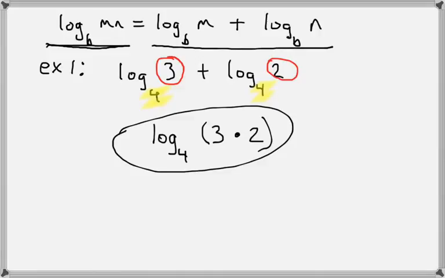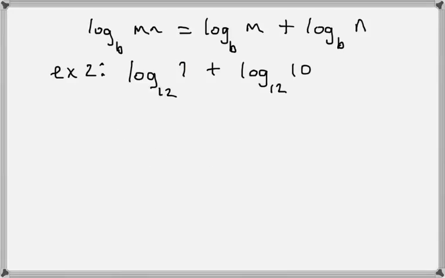Let's look at another example. Here we have log base 12 of 7 plus log base 12 of 10. Is the base the same? Well, they're both 12, so my base is the same. I can combine these using the product property into the log base 12 of 7 times 10.